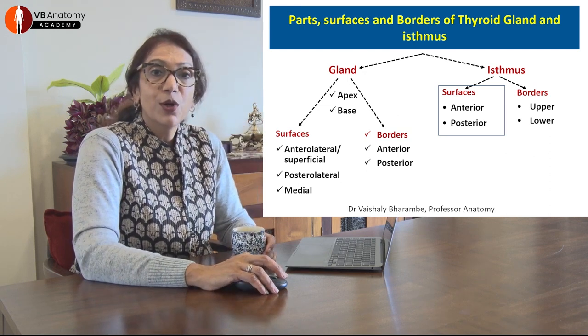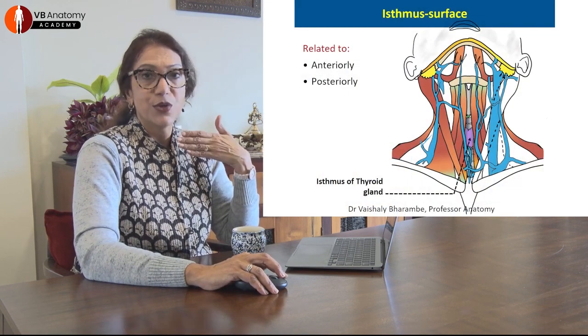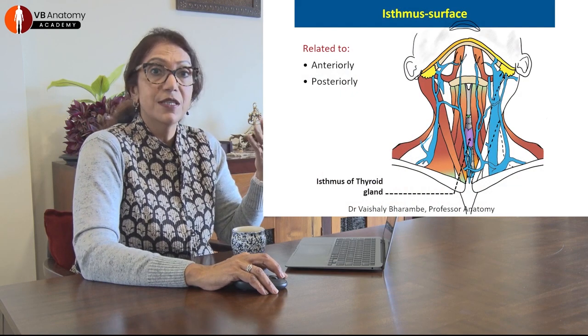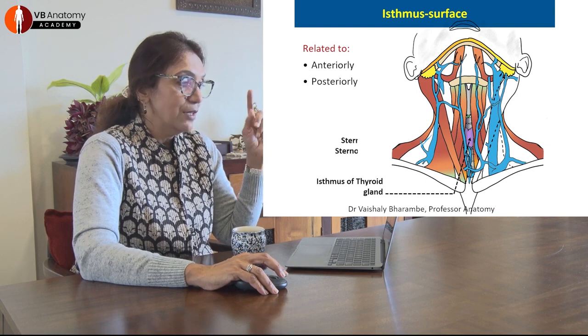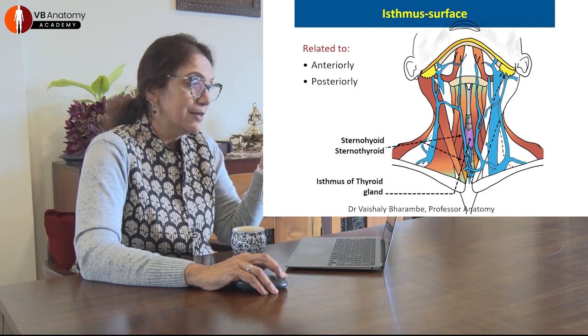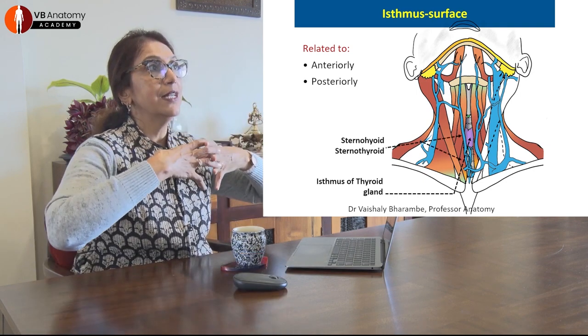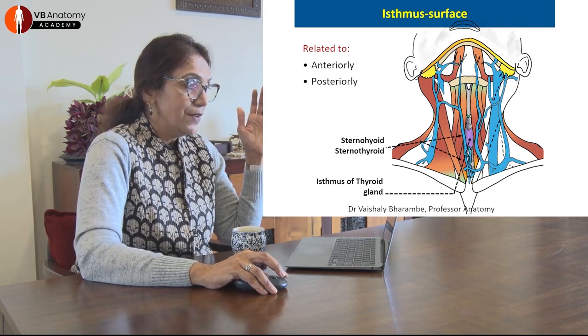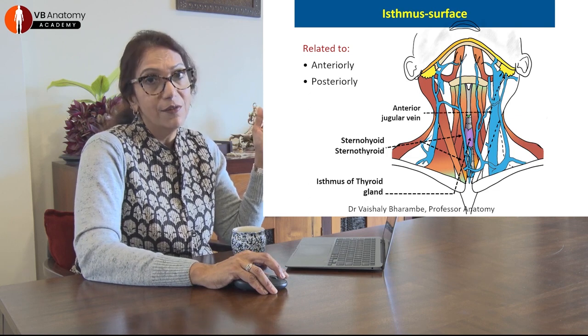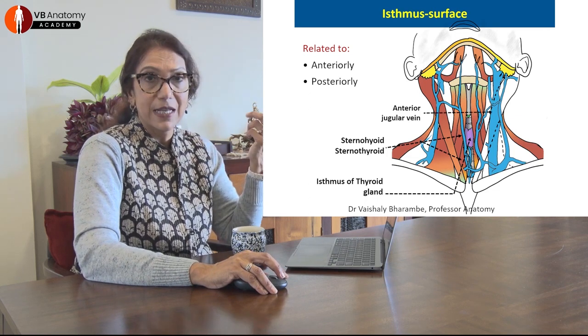Right, let's talk about the isthmus now. So isthmus has got an anterior surface and a posterior surface. Anterior surface is covered by sternothyroid, sternohyoid muscles, enclosed within the investing layer of deep cervical fascia. Within the superficial fascia, you find the anterior jugular veins and the jugular venous arch.